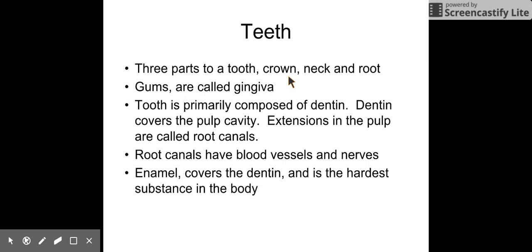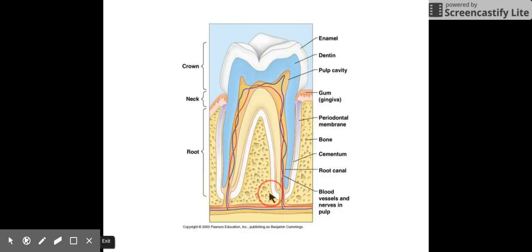Surrounding a tooth, you have the gums, which are also called the gingiva. The teeth are primarily composed of dentin. Dentin is a hard substance that also covers the pulp cavity, and I'm going to show you a picture in just a second of a tooth cut away so you can see what I'm talking about. And then enamel. Enamel is the hardest substance in the body, and it covers over the dentin. It's the outermost layer of the tooth.